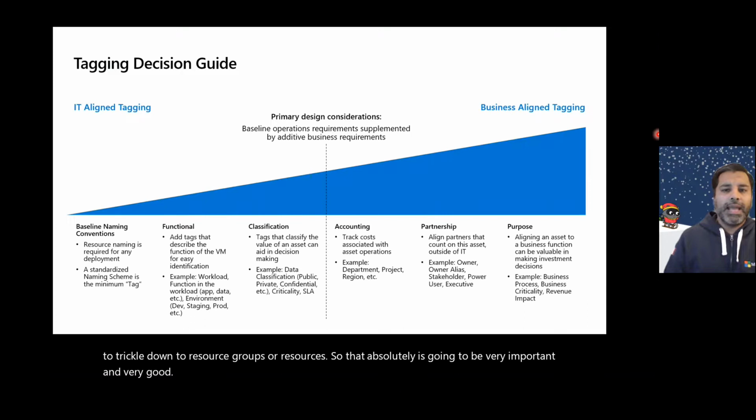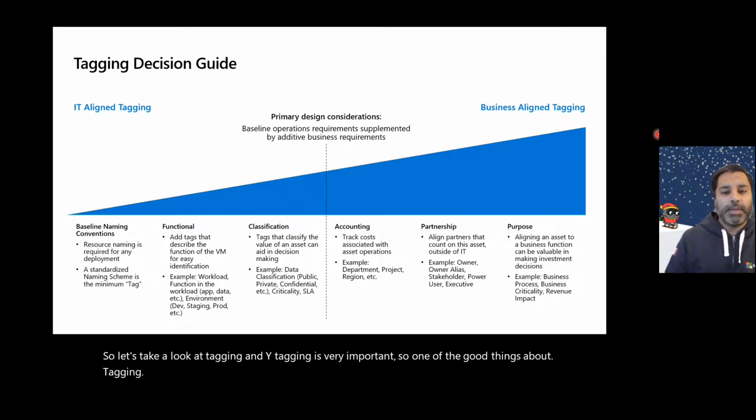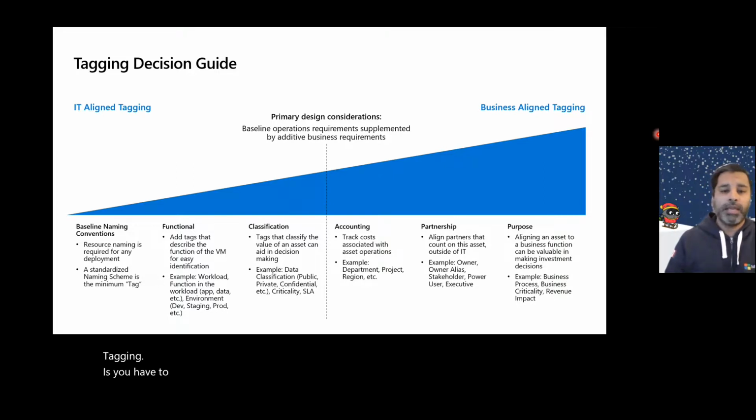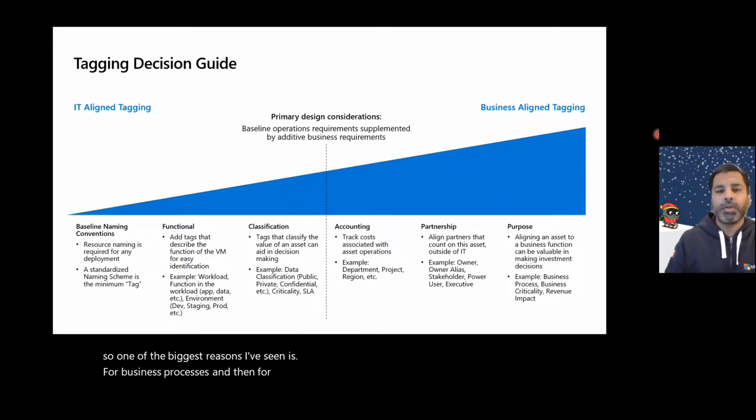So now let's take a look at tagging and why tagging is very important. Why use tagging? There are multiple reasons why you would use tagging. One of the biggest reasons I've seen is for business processes, and then for revenue accountability or cost accountability.